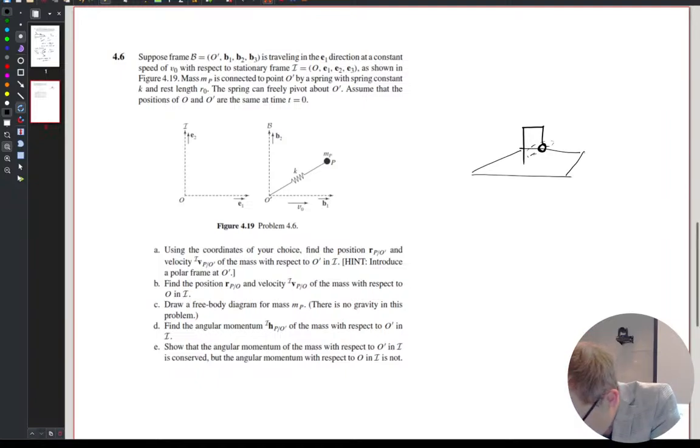So here, using coordinates of your choice, create R P/O prime. And then this thing, again, is moving in an ellipse around this O prime.